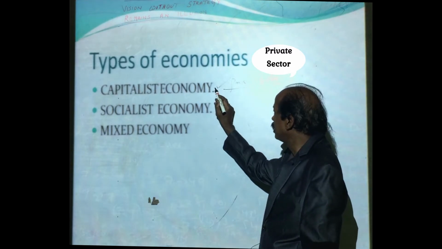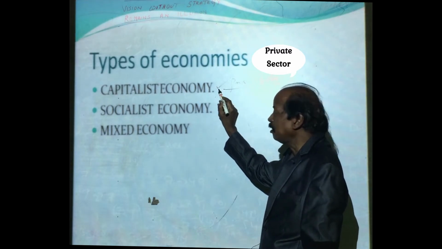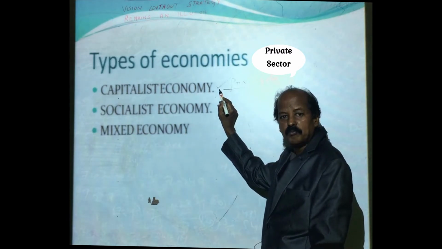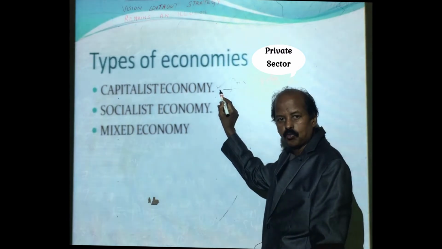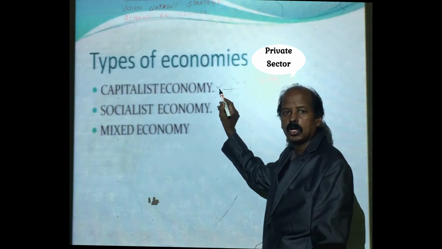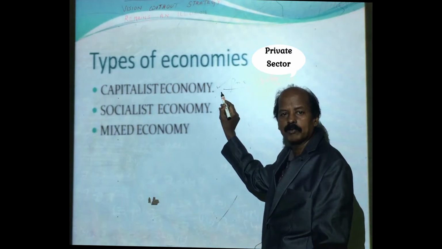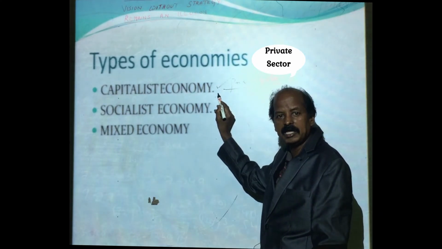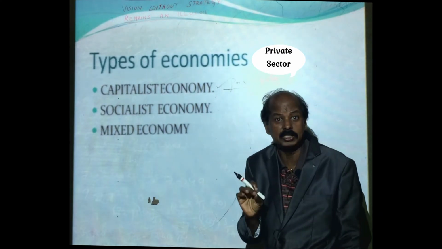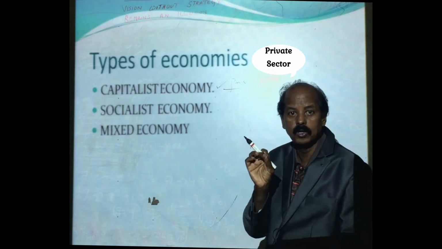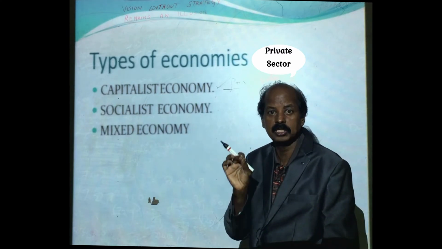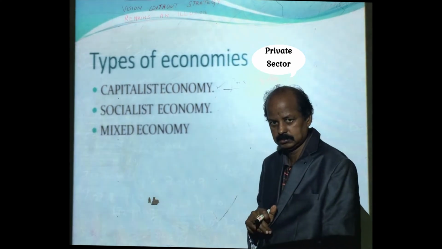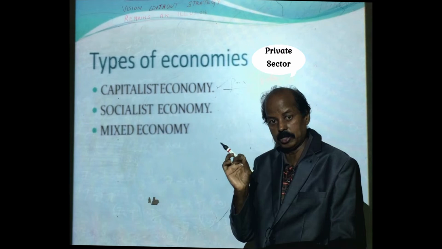So you have to understand very clearly: the capitalist economy is the economic system under which major means of production are owned, controlled and used by the private sector, and the private sector undertakes all economic activities in view of getting maximum profits rather than promoting public welfare. So that is the capitalist economy.